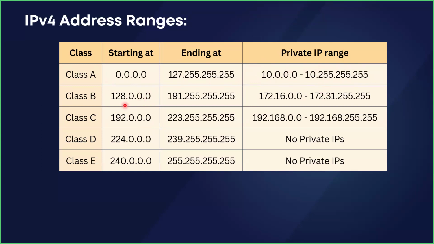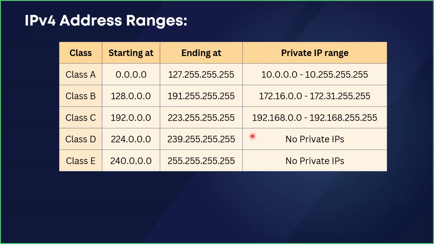Similarly, in Class B also, between 128 and 191, there's a small range, 172.16.0.0 to 172.31.255.255. That's the private IP range in Class B. Any IP within that range is a private IP. Any IP outside that range is a public IP. Similarly, in Class C as well, between 192 and 223, there's a small range, 192.168.0.0 to 192.168.255.255. That's the private IP range in Class C.